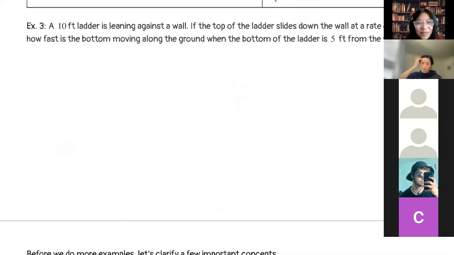Okay, so this is what an actual question might look like. A 10-foot ladder is leaning against a wall. If the top of the ladder slides down the wall at 2 feet per second, how fast is the bottom moving along the ground when the bottom of the ladder is 5 feet from the wall? One thing I would encourage you to do for any of these situations is draw a diagram.